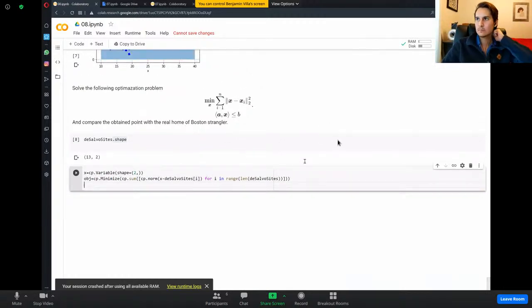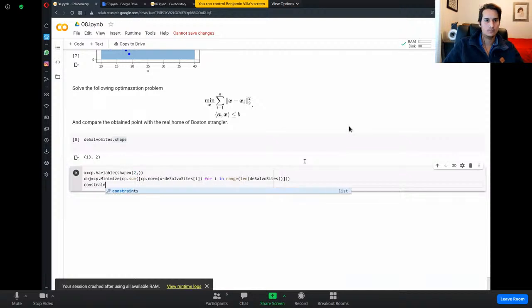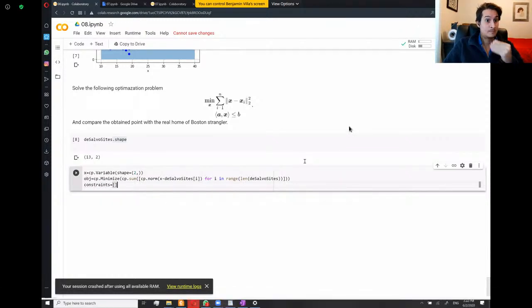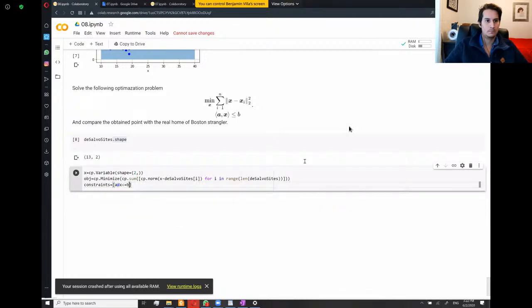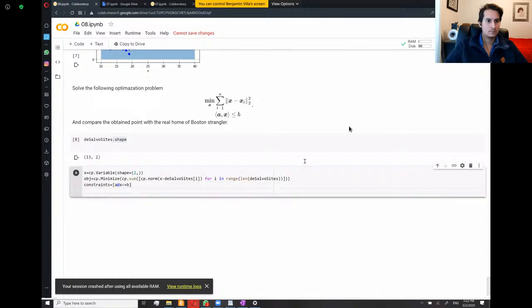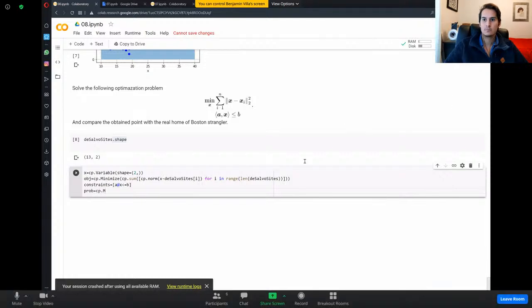Sí. Creamos el constraint al tiro. Constraints. Arroba X. Esto se hacía con esto. ¿Sí? B. Entonces el problema es igual a cp. ¿Era Problem con mayúscula? Sí. Gracias. De el objeto y el constraint.